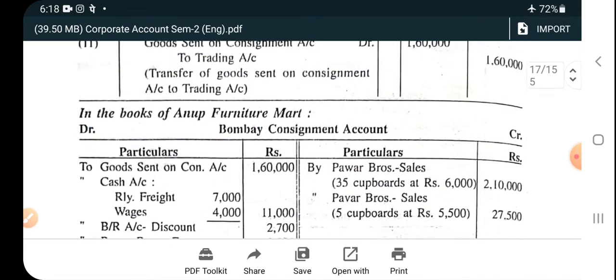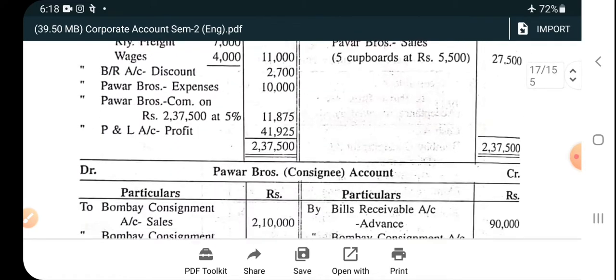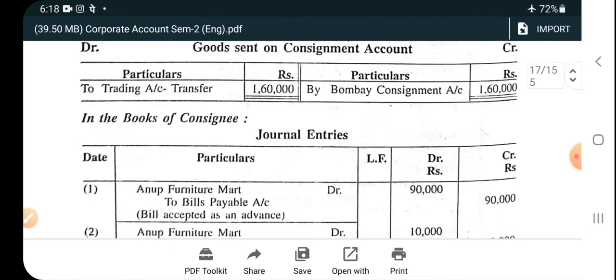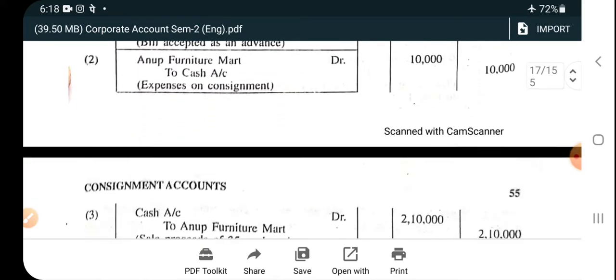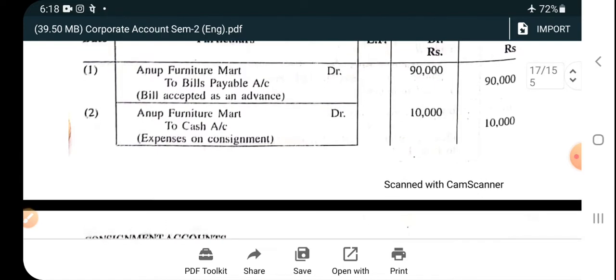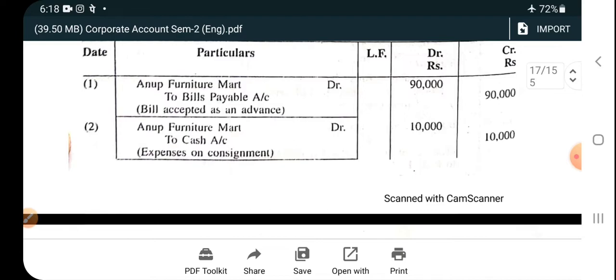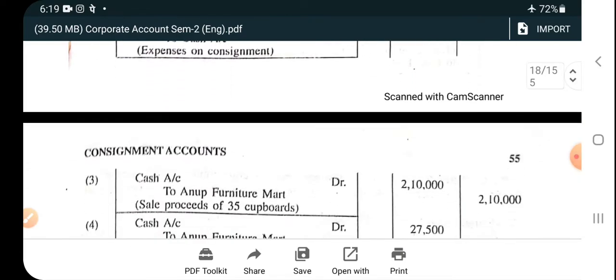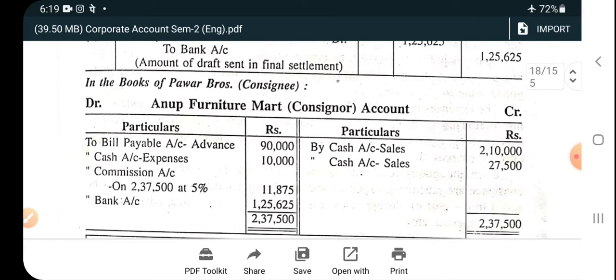In this journal entry we use the name of the consignee, so naturally the journal entry in the book of consignee will come. So this is the journal entry number 2 in the book of consignee, that expense paid by the consignee, but the consignor is giving the same expense to the consignee. The reason why: consignor account debit to cash and bank account. Let us see its effect in the account. Consignor account debit side to cash and bank account. So the entry shows only one effect.